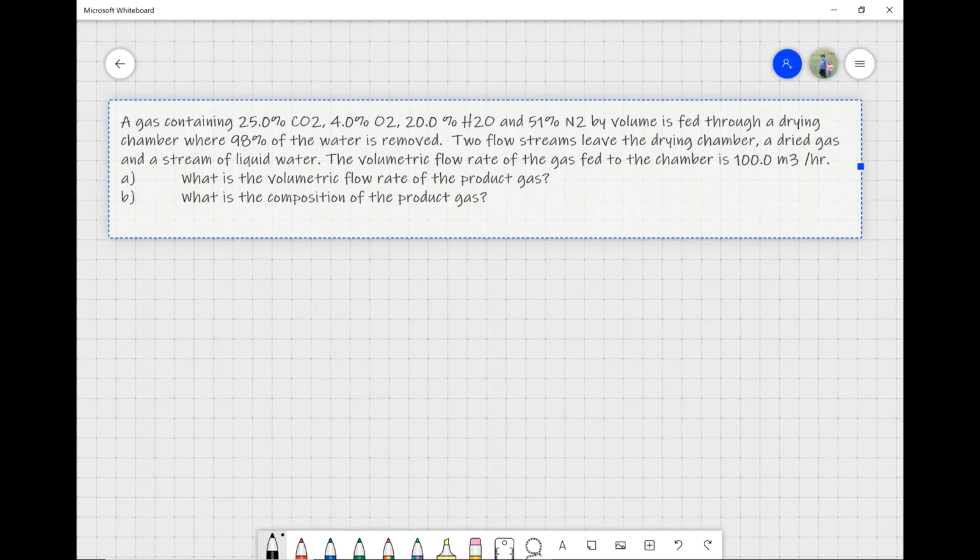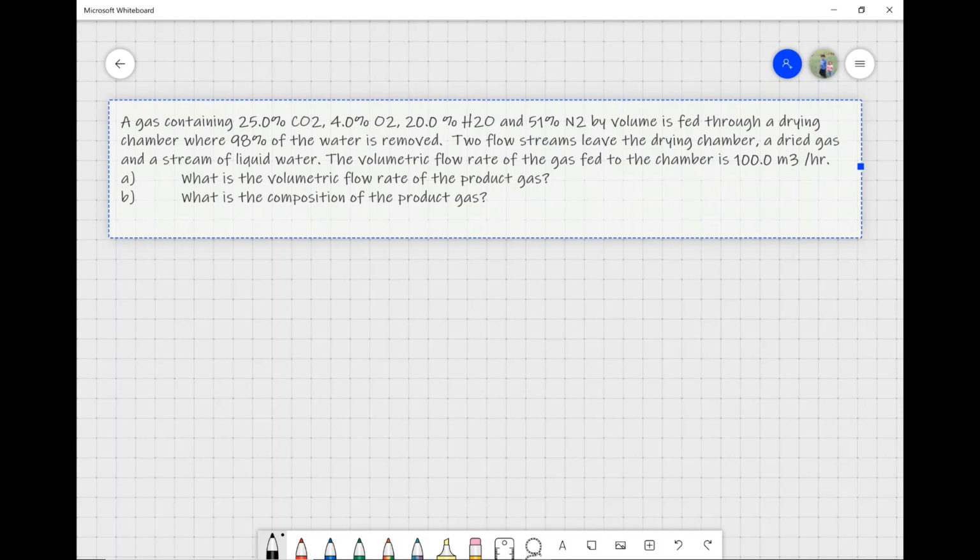All right, so here we have a problem dealing with volumetric flow rate. And we kind of dealt with volumetric flow rate in the previous problem because we had to convert that volumetric flow rate to a molar flow rate so we could solve for another molar flow rate. Here, we're dealing with total volumetric flow rate. So we have a volumetric flow rate coming in, and we have a volumetric flow rate coming out, and we're going to have to figure it out. And then we're going to look at composition of the product gas.